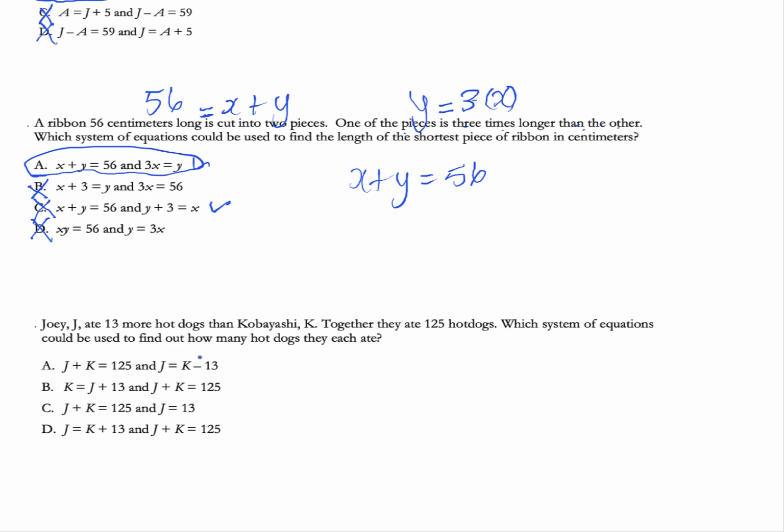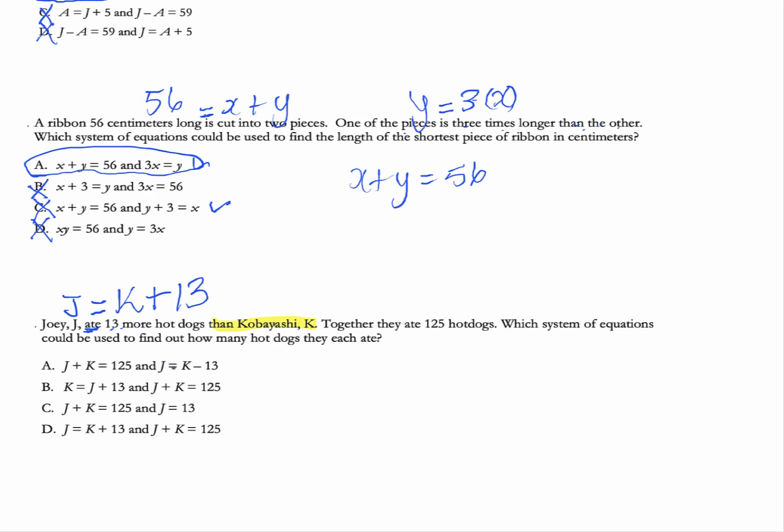The last one here, we have Joey, J. So you have the J, equals 13 more hot dogs than Kabashi, K. So again, you see that "than Kabashi" tells you that the K is first, "more" means to add, and then you have 13. So one of my equations should be J equals K plus 13.